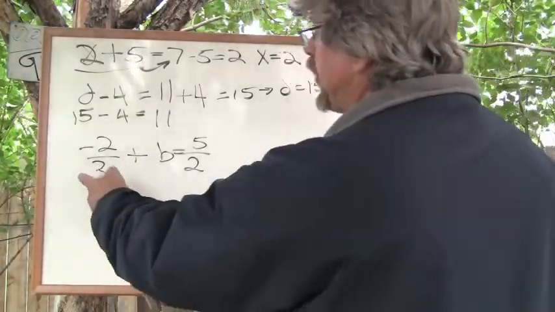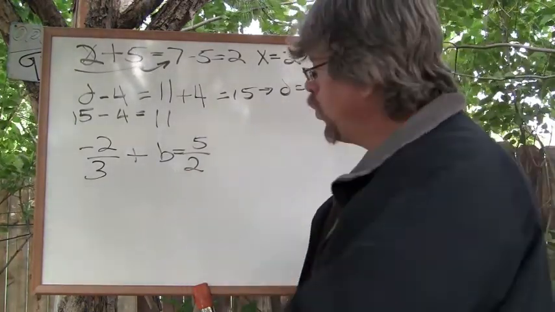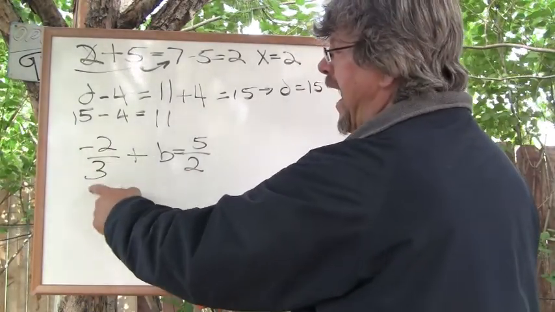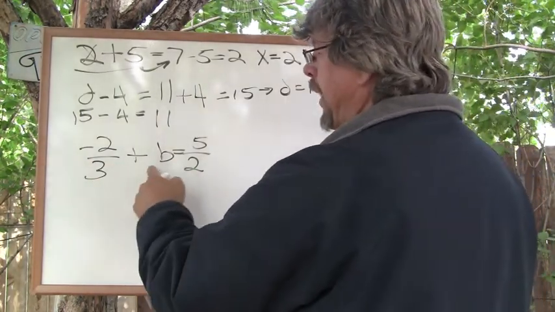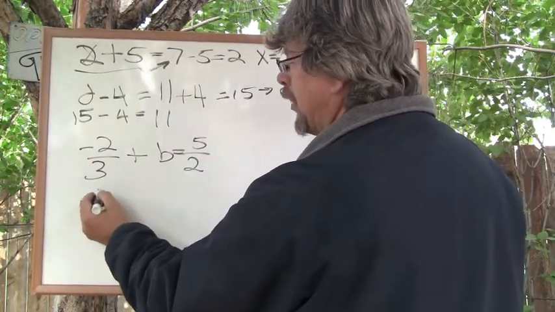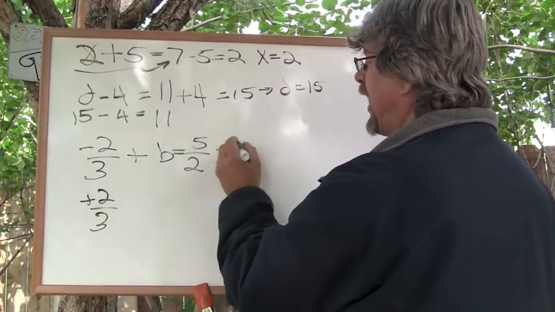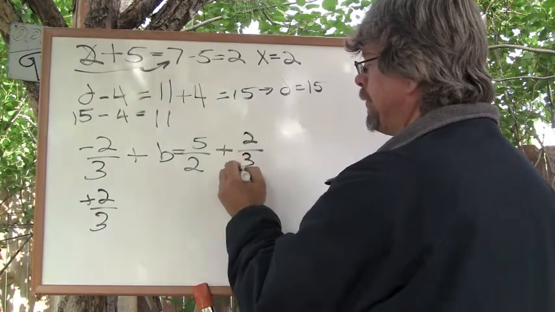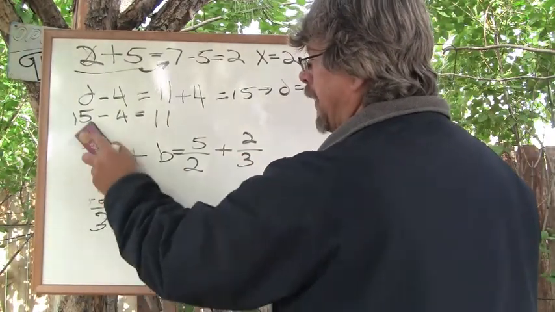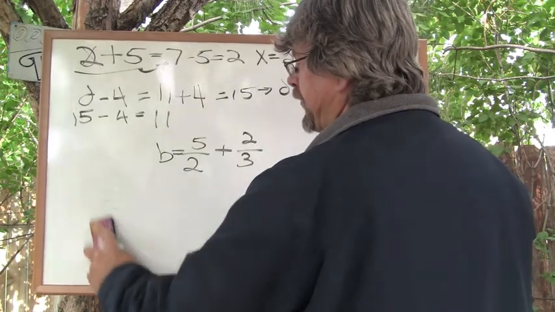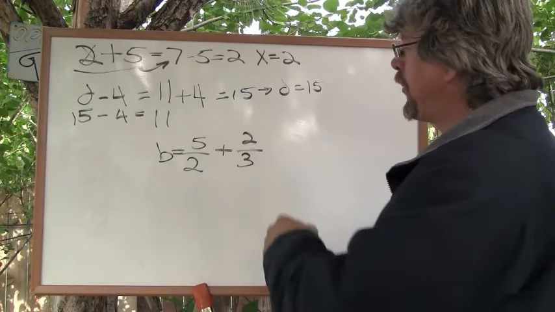So here we have negative 2/3 plus b is 5 halves. Someone's added or subtracted negative 2/3 from this. How do we get rid of this? We add 2/3 to both sides, right? So these go away, and we're left with b equals 5 halves plus 2/3.